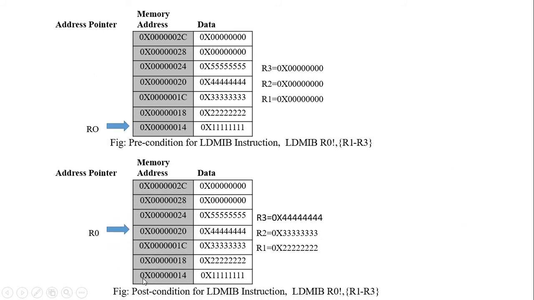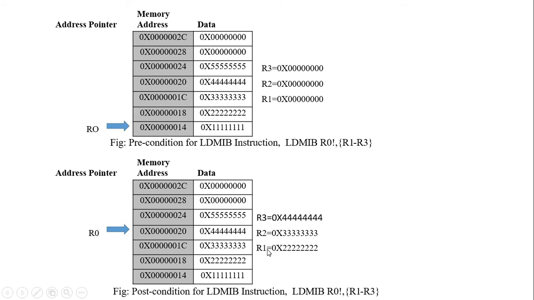You can observe here, earlier the base pointer is pointing at 0x14 before execution. Once we execute this instruction LDMIB, what happens? First it increments the memory location. What data is available? 2222. That goes to R1. Then it increments the memory location again. What data is available? 3333. That goes to the R2 register. Then again it increments the location by 4, and what data is available in that location? 4444, that goes to the R3 register.